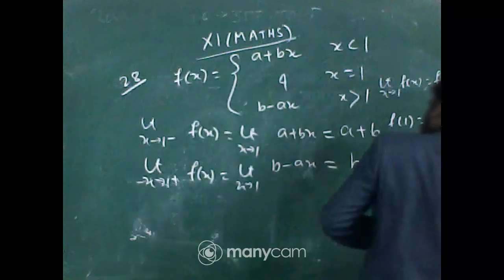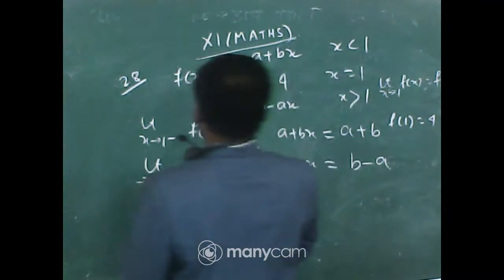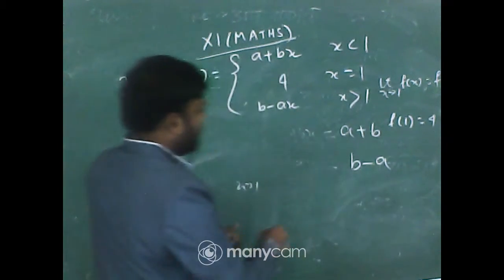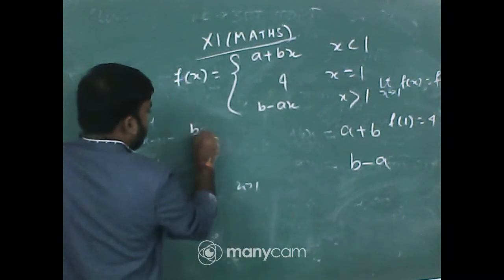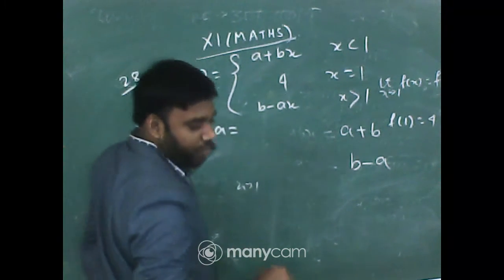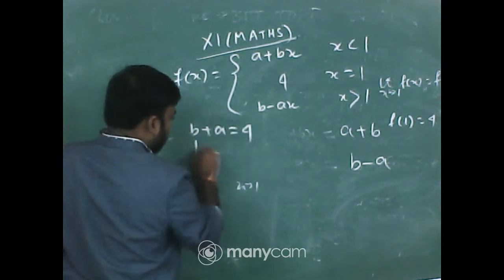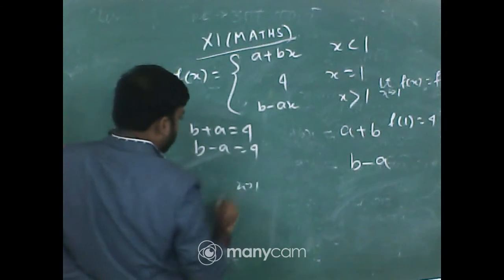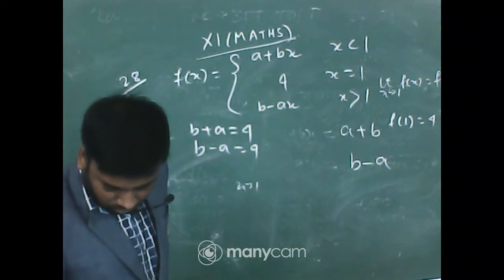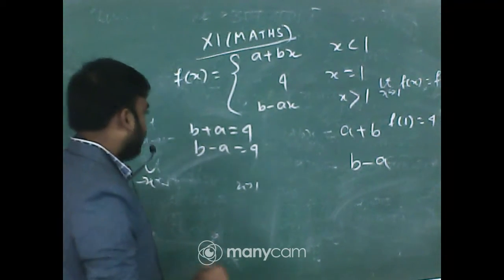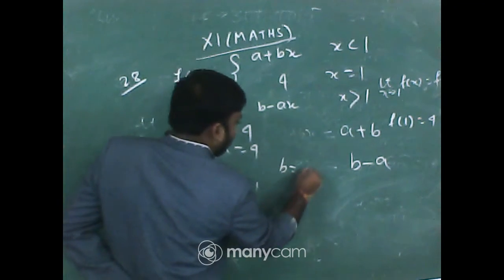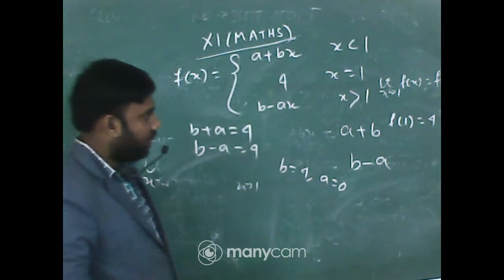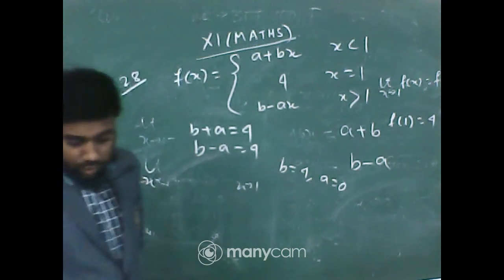Therefore a plus b equals f1, that equals 4, and b minus a is also 4. By solving these two equations, you will get b equal to 4 and a equal to 0. That is the solution of sum number 28.